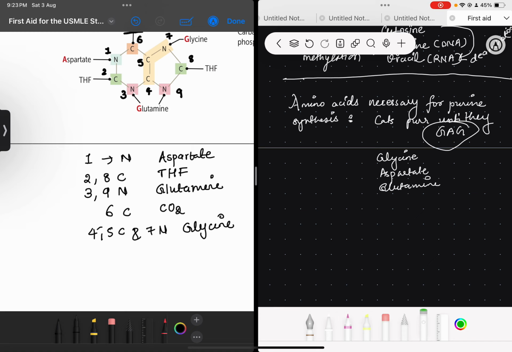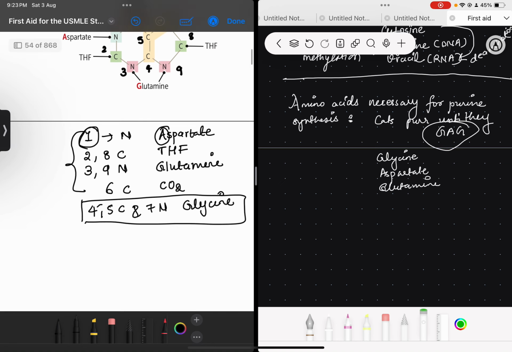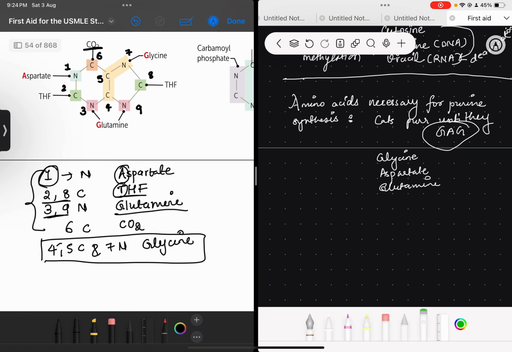So you don't have to remember this actually, just remember that all other things are going to come from the glycine. So starting from 1: 1 N aspartate, 2 and 8 tetrahydrofolate. Tetra means 4, so you can remember that 8 divided by 2 is 4, so tetrahydrofolate. Then 3 and 9 is glutamine, 6 carbon, CO2. This was about purine.